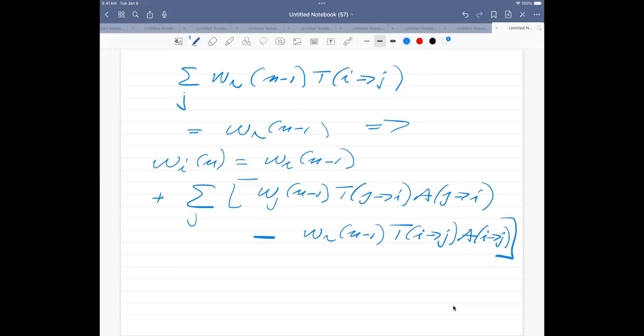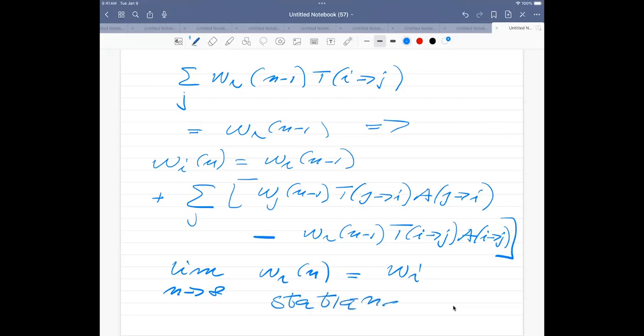Then what we've said is that in the limit when n goes to infinity, these distributions become time independent. So w_i of n just becomes equal to w_i. This is our stationary state, or the most likely state.